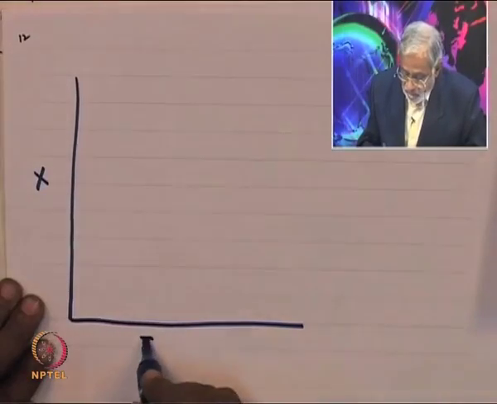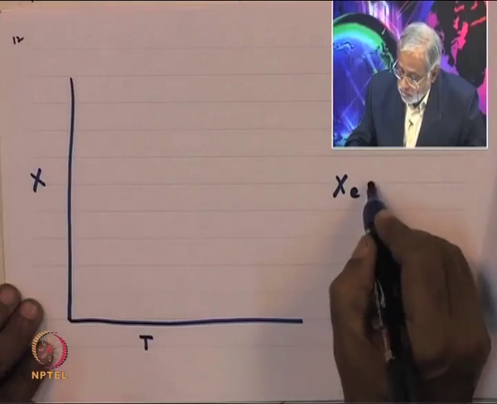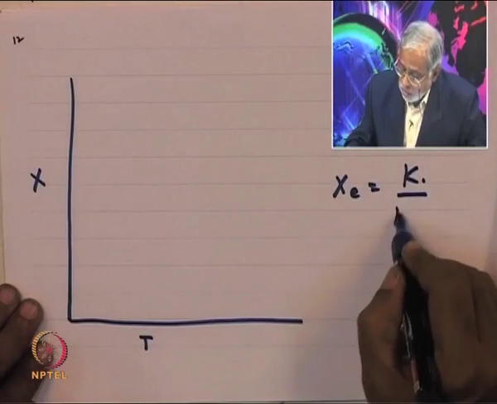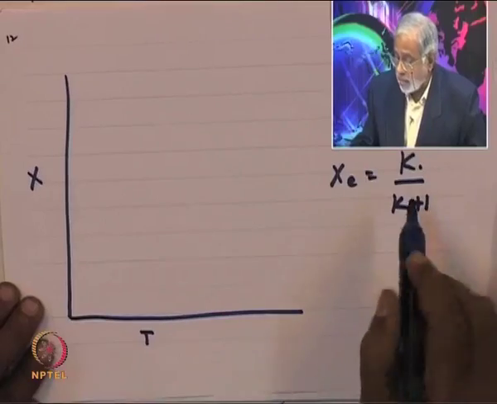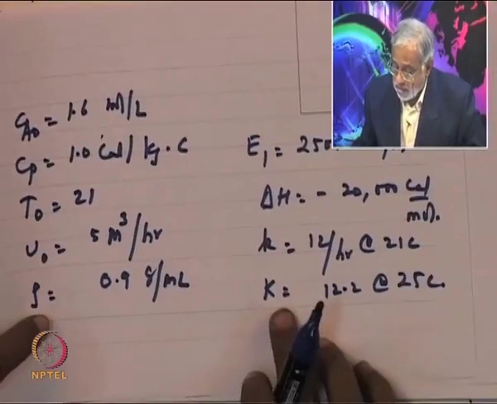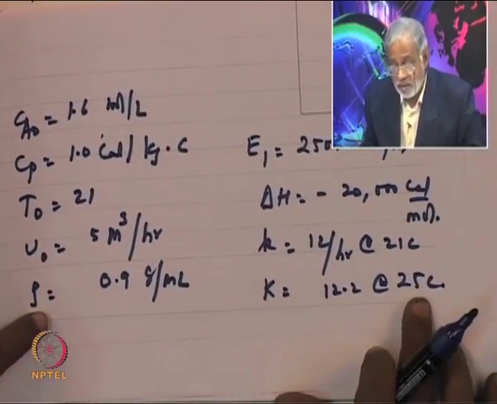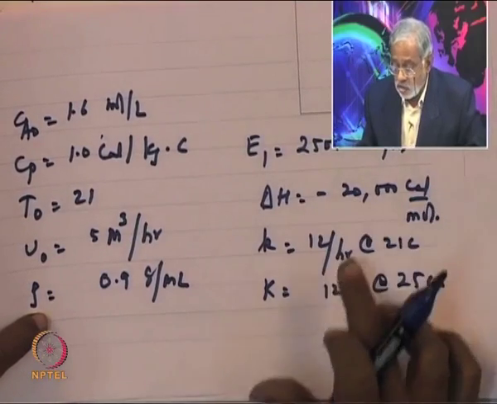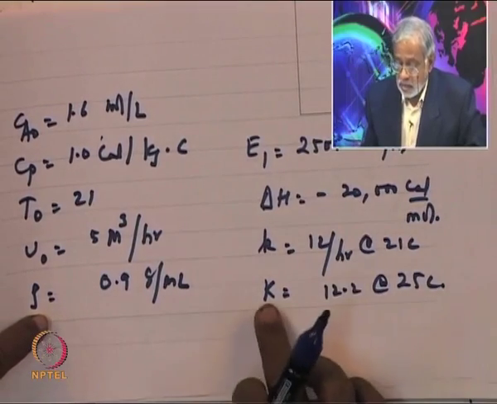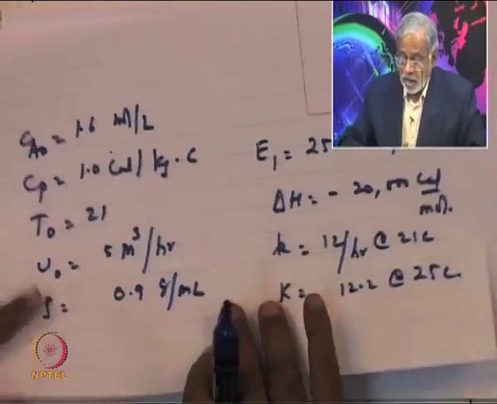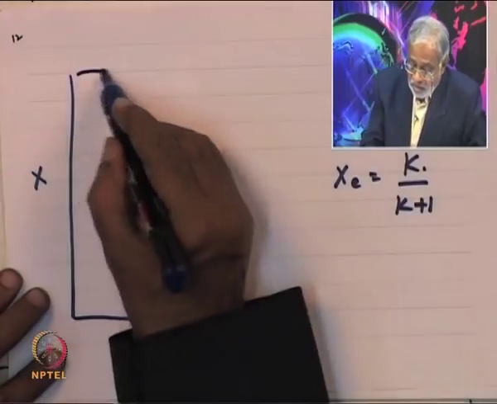We have x versus T. So, what is the equilibrium curve? We know that it is K by K plus 1. So, we can calculate the value of K, since the K value is given as 12.2 at 25 and the heat of reaction is given. Using the Van 't Hoff equation, we can calculate the value of K at various temperatures, and using that we can plot this curve.